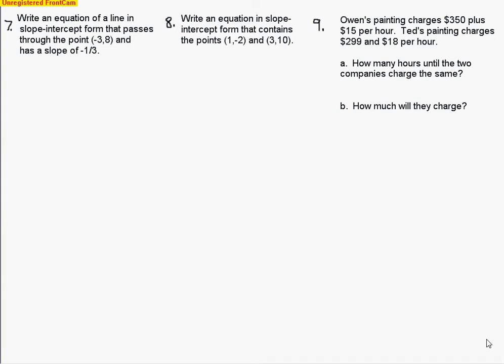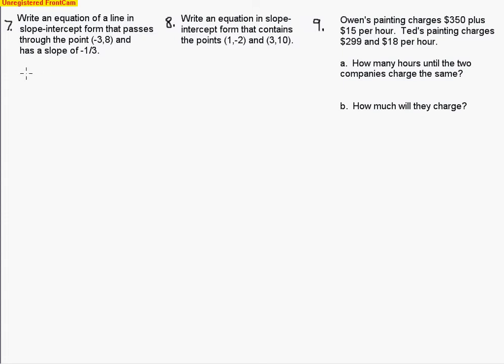For the second half, the last three problems, we're going to end up having to write some equations for two and then solve an equation for the last one. So let's take a look at this first one here. It asks us to write an equation of a line in slope-intercept form, passes through a point, and has a slope of, and then it gives us negative 1/3.